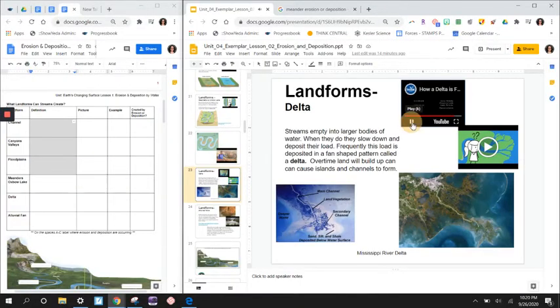So your example could be the Mississippi River Delta. A delta is created by deposition, the deposit of materials, the deposit of a stream's load as it slows down and moves into a larger body of water.